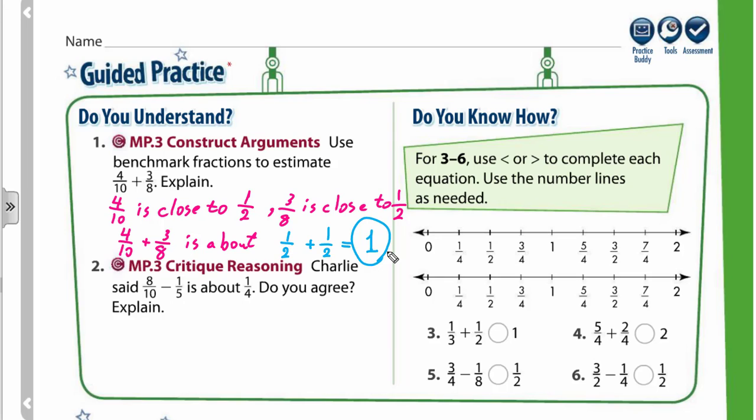Riyadh? Yes. Okay, read the question for us. Charlie said 8/10 minus 1/5 is about 1/4. Do you agree? Explain. Okay, let's go back to the picture and find 8/10 and 1/5.